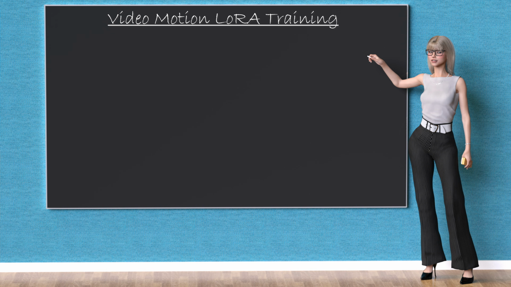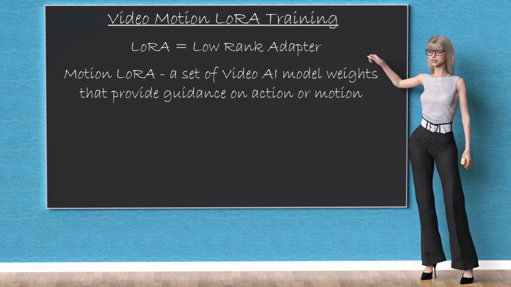So in this video we're going to create a LoRA, which is a low rank adapter, and it's an action LoRA or a motion LoRA. This LoRA is going to be added on top of Wan video. What that means is providing additional training information for the Wan video model, so that during inference, when you're actually prompting to create the videos, you can add that in there. It will actually provide that motion for you.